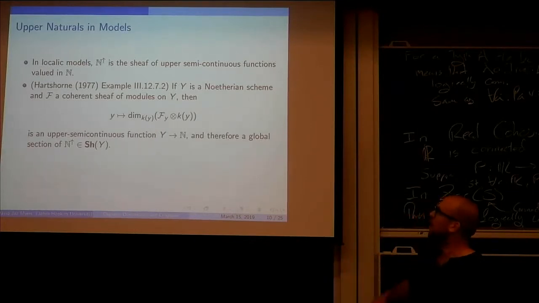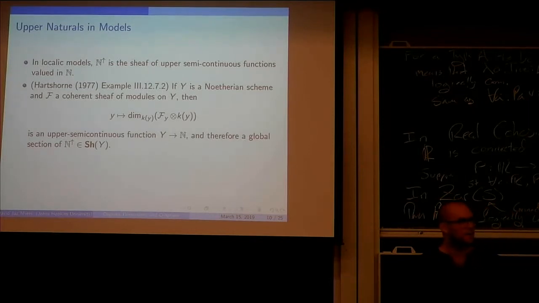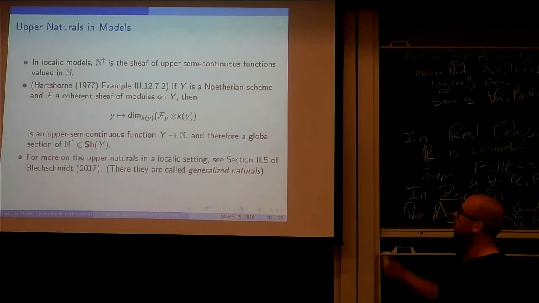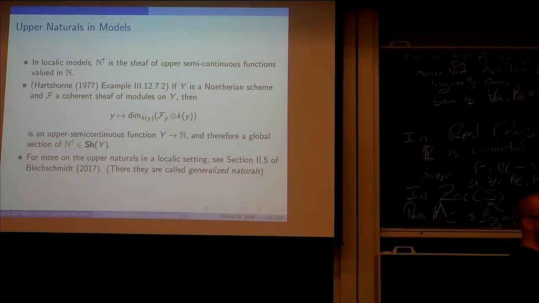So this is an upper semi-continuous function. It's a pretty straightforward exercise. And therefore, it's a global section of the upper naturals. And that's the idea here, is that when we do things internally, they're going to end up being upper naturals because externally they're upper semi-continuous functions. And for more on upper naturals in the localic setting, Ingo Blechschmidt has in his thesis a section on them that's quite nice. So I should mention about upper naturals.